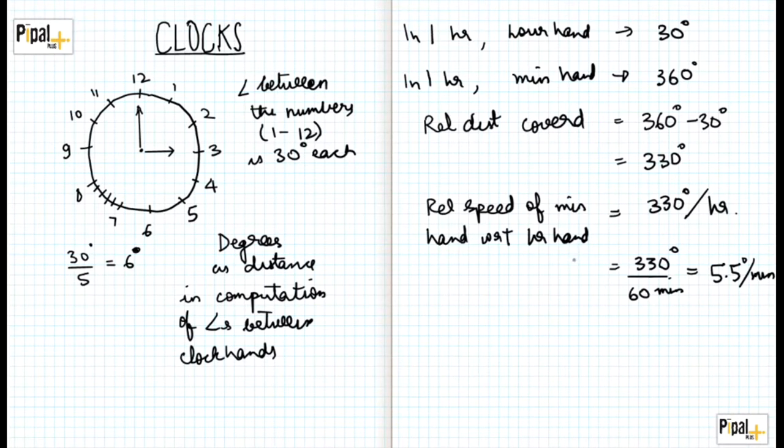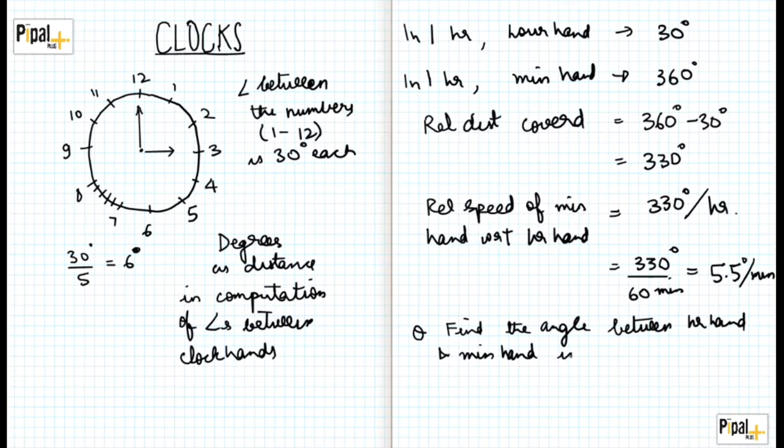Now what we have computed is that the hour and minute hand, with respect to each other, are moving at a speed of 5.5 degrees per minute. So let's say I am given a question where we have to find the angle between the hour hand and the minute hand in 2 hours. Then we know that the angle they change in 1 hour is 330 degrees. So the angle that has been covered in 2 hours is going to be 330 times 2.